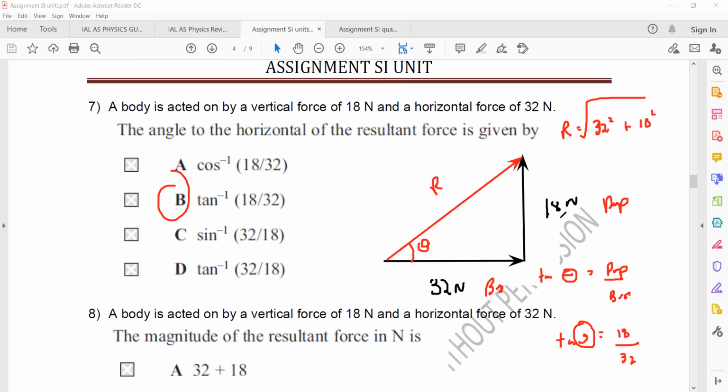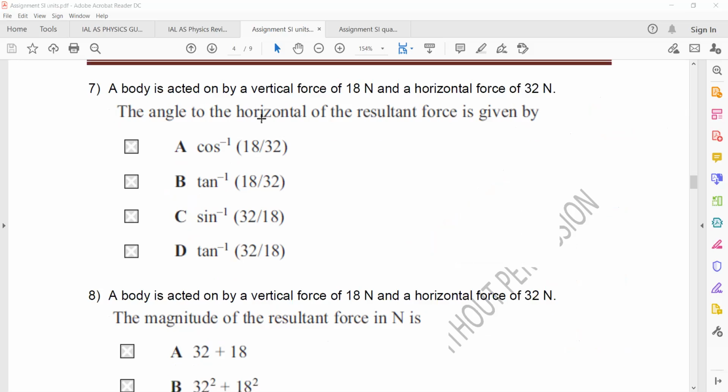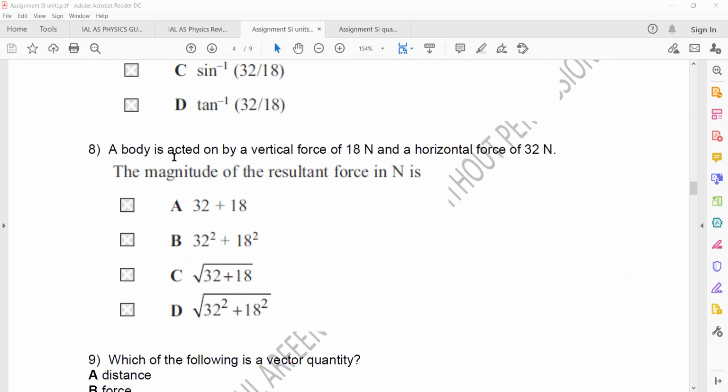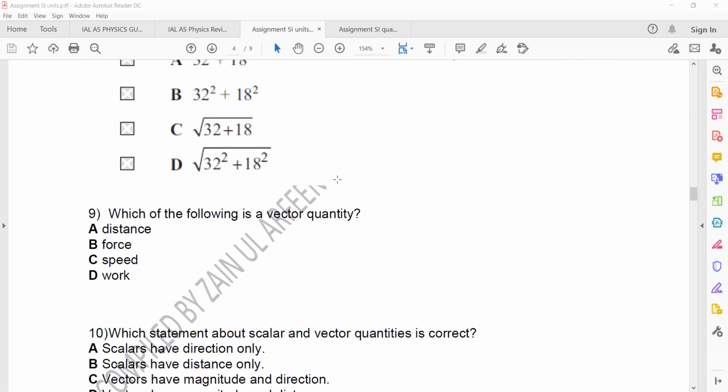So if we know the horizontal and vertical components, we can use that triangle method to get the result. And if it's making a right angle triangle, we use the Pythagoras theorem to get the magnitude, and using the trigonometric ratio tangent theta, which is perpendicular over base, we can find the angle. A body is acted on by a vertical force, and that's the same magnitude I just discussed with you.